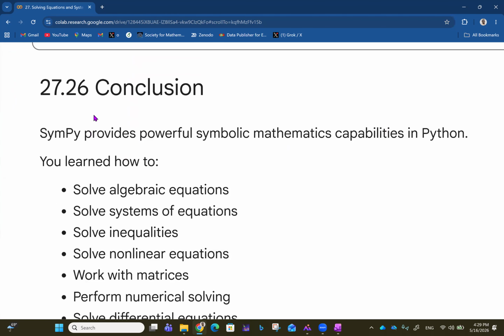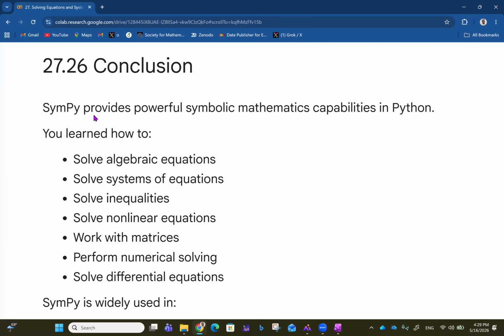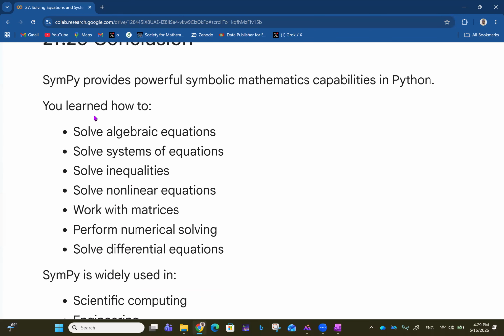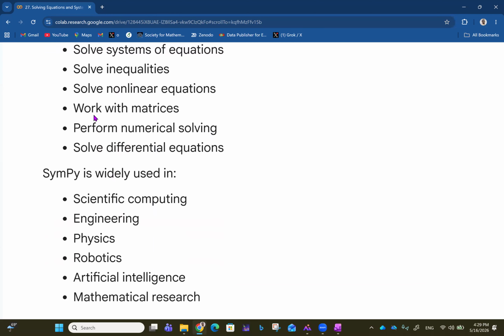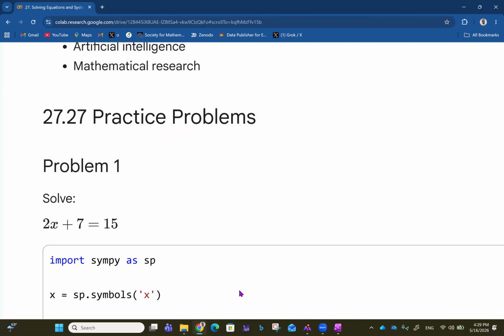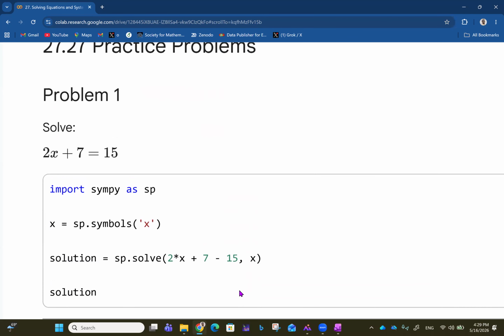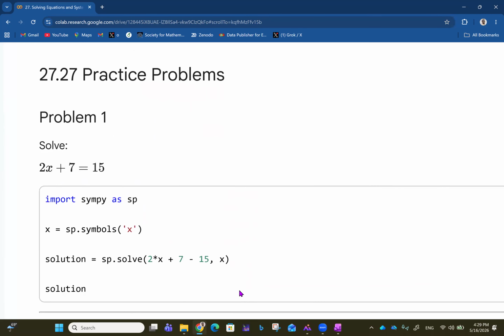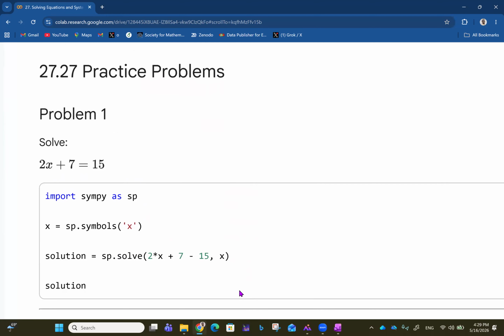In conclusion, we see here that SymPy provides powerful symbolic mathematics capabilities in Python. So we learned how to solve algebraic equations, solve systems of equations, solve inequalities, solve nonlinear equations, work with matrices, perform numerical solutions, and solve differential equations. SymPy is widely used in scientific computing, engineering, physics, robotics, artificial intelligence, and mathematical research. So you can find these things very useful. Maybe you have an assignment, and having done it, you want to check if what you have done is correct. You can use this a lot.